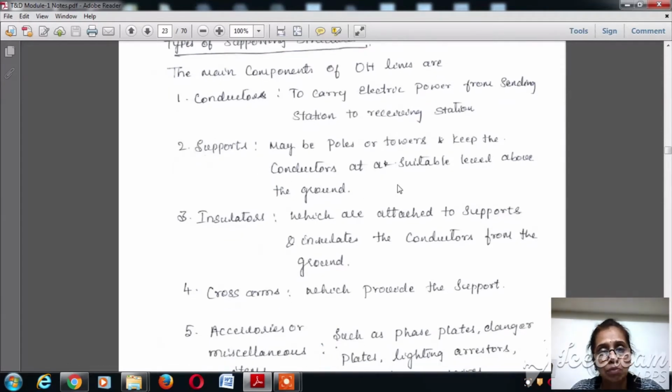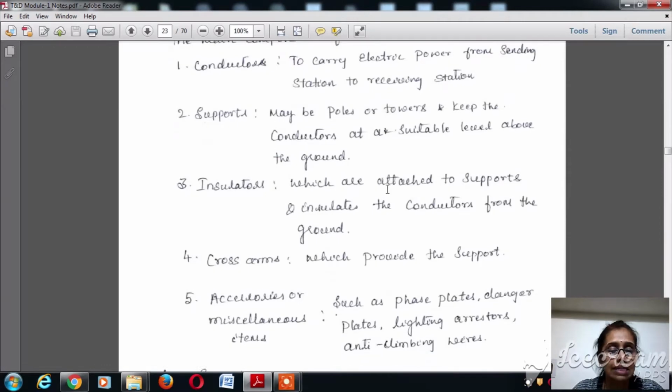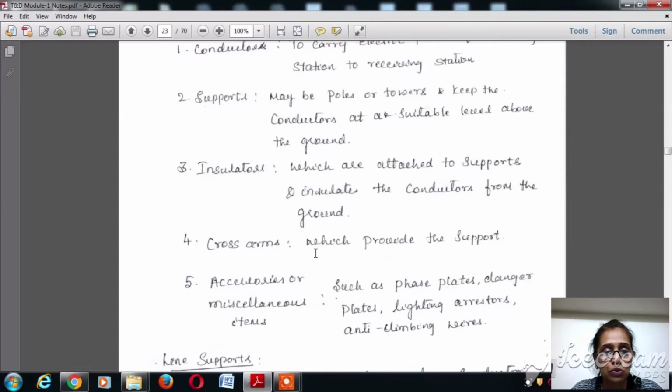Now the support may be poles or towers, depending on the type of transmission line it is going to support, and it keeps the conductors at suitable places and at a suitable level above the ground. The insulators are also a major part of the transmission line system, which are attached to the supports and insulate the conductors from the ground. Cross arms are also part of the transmission towers, that is the supports, which provide support to the transmission line conductors as well as the insulators.